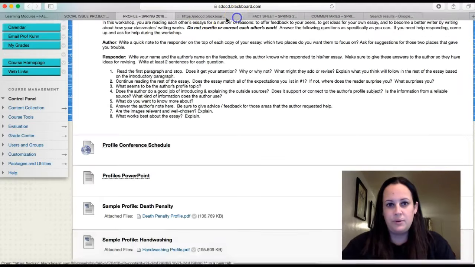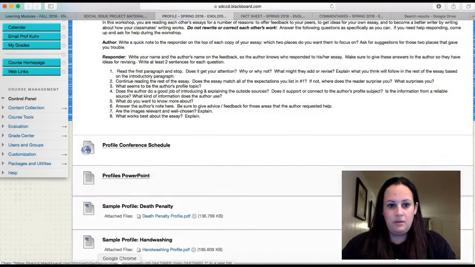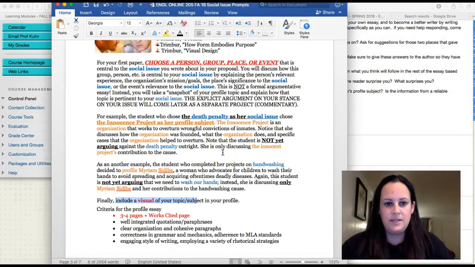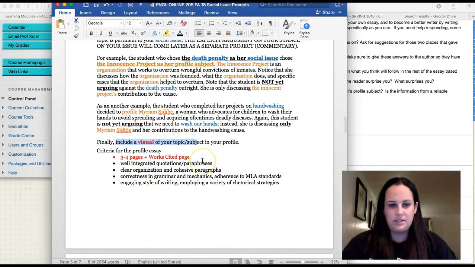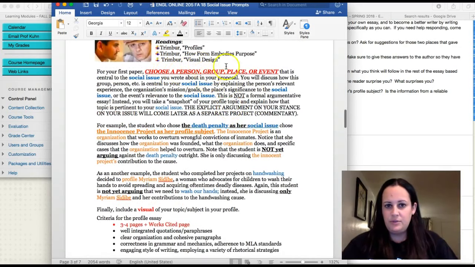So that is your profile. Let's go back to our prompts. So you can see the due dates at the top. This one is 3 to 4 pages with the works cited, okay? So you're choosing a person, group, place, or event central to your social issue.